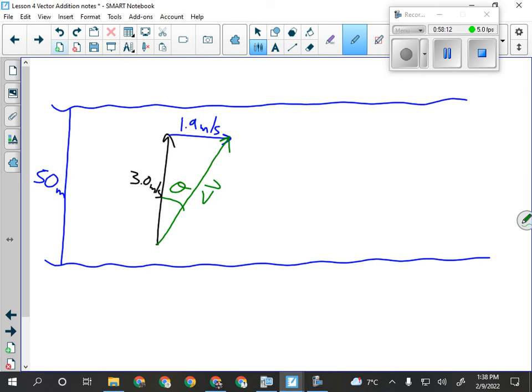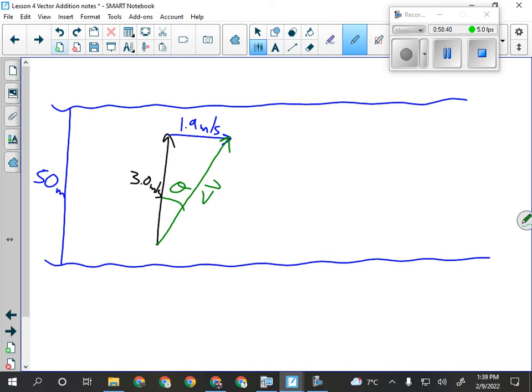So when I'm rowing across the river, how fast am I going across the river? 3 meters per second north, or forward. Yeah, forward. 3 meters per second this way, across the river. That's how fast I'm going across the river. It's 3 meters per second. How far across the river? 50 meters. Can I figure out how long it'll take me to get across the river?